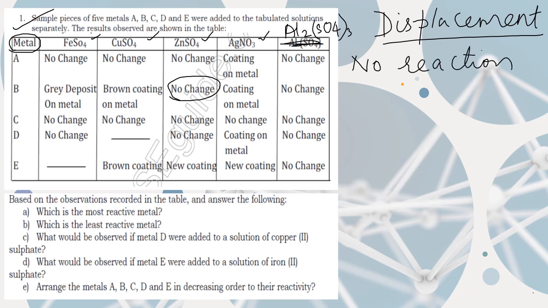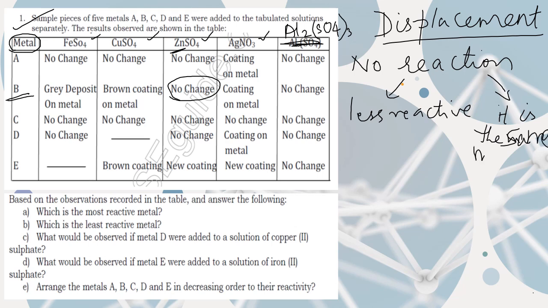Now, the reaction is not occurring for two reasons. One, the metal is less reactive, hence it is not able to displace the more reactive metal here, or it is the same metal. So if I put zinc in zinc sulfate solution, there will be no change. So no change indicates either the metal is less reactive or it can mean that it is the same metal.